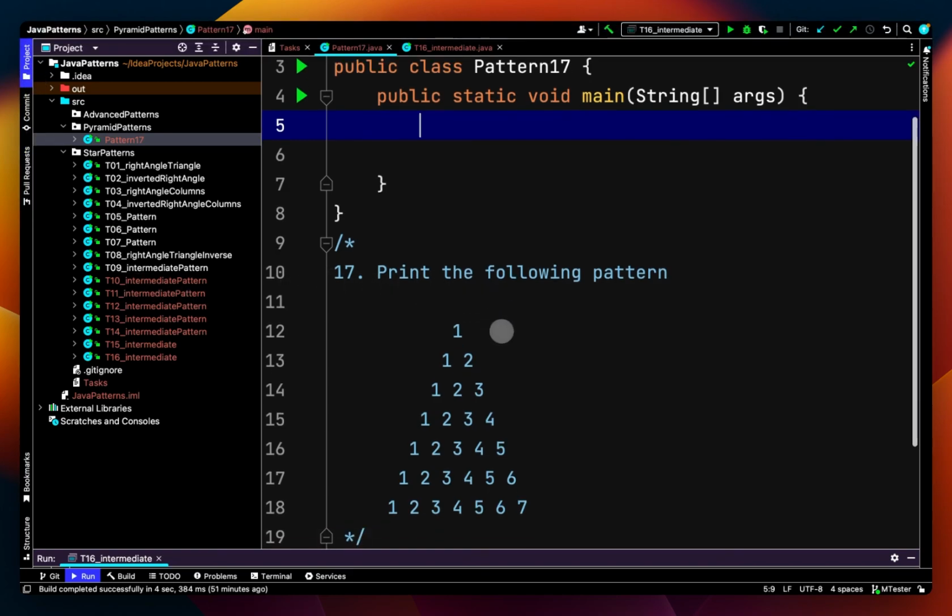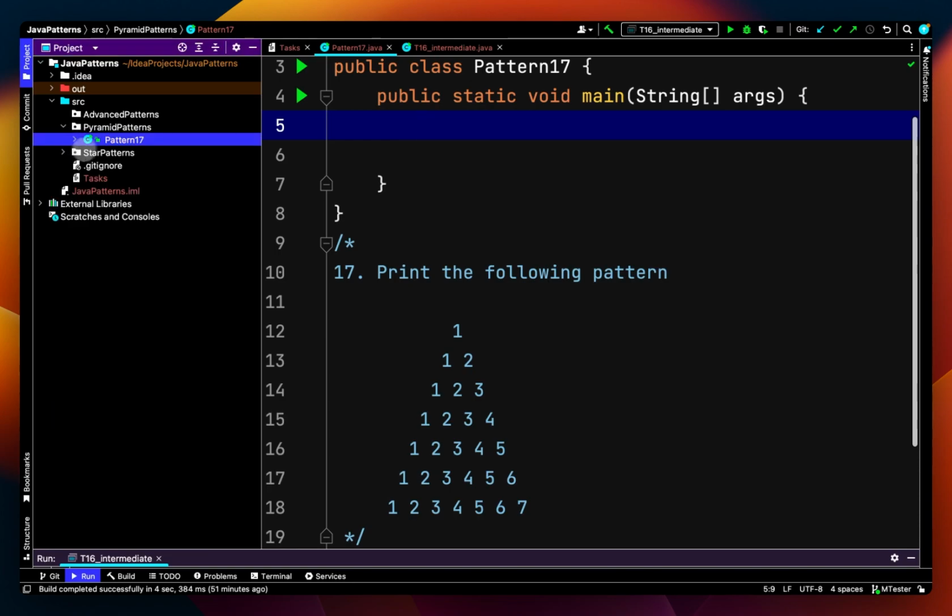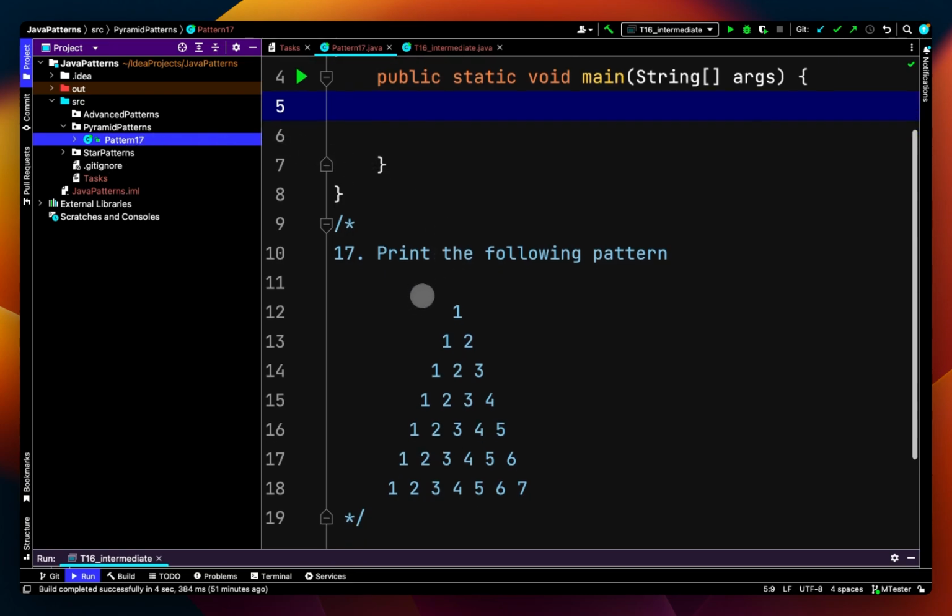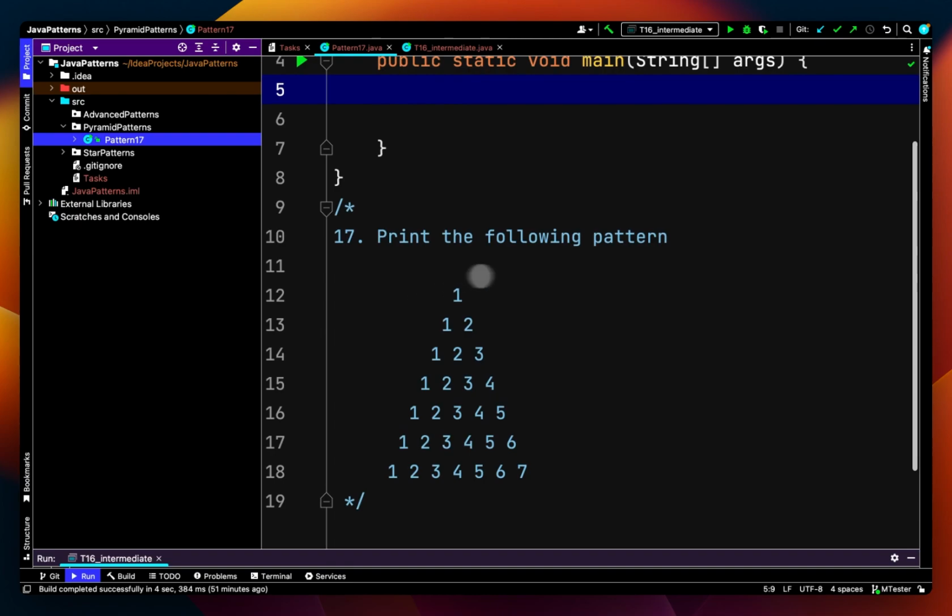We are on to pattern number 17 and I put this in a different package. I named the package pyramid patterns because this is our pyramid patterns. I think we are done with our normal right angle triangle patterns. So we're just going to start printing our pyramid patterns, and pattern number 17 is our first pyramid.